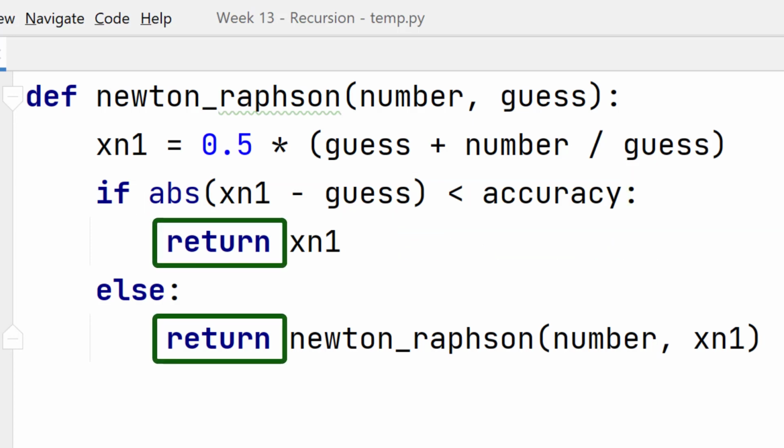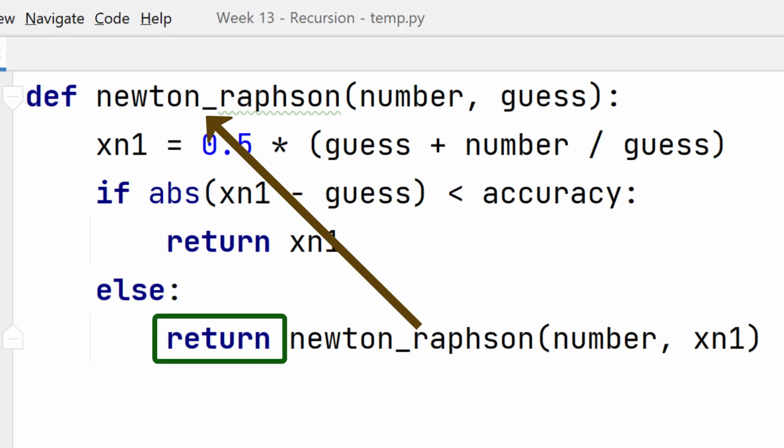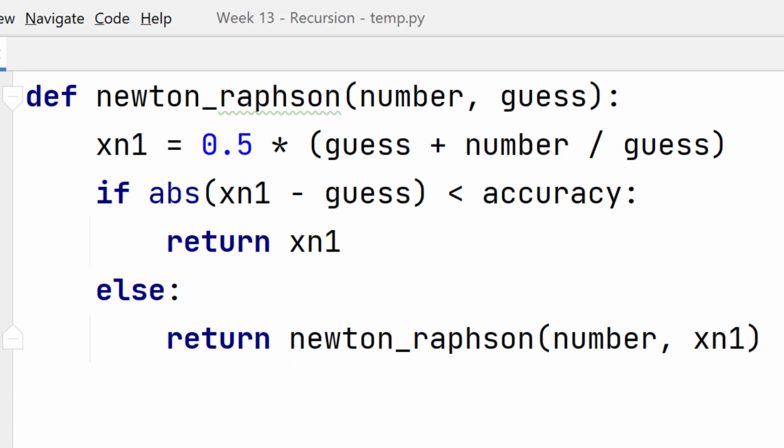Notice that in Python we need a return for each part. So obviously if we're returning from a function, we need to use the return statement. So return xn1 will give us the answer that we're looking for. But we also have to use the return for the recursion bit. You'll notice that the Newton-Raphson function is calling itself. That is recursion. That is functional recursion, because we're getting a function to call itself as many times as it needs to. And in this way, we can calculate the square root of any number we like without any difficulty whatsoever.